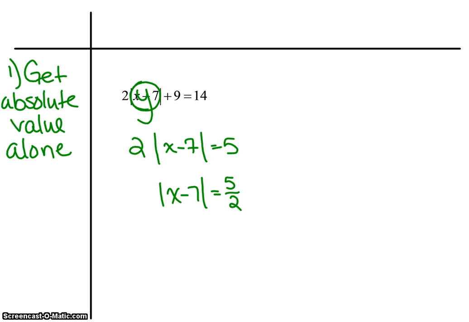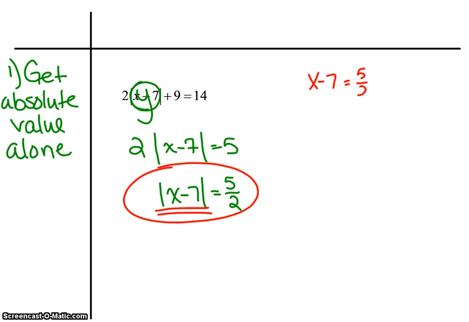And now I'm ready to set up my equations. We first get to this point where I have my absolute value all by itself. And now we set up my two equations. First one again, inside equals outside. Opposite, so opposite of x, opposite of -7. And my outside is always going to stay the same because that's that distance we're talking about from 0. And now we're just going to sit there and solve.